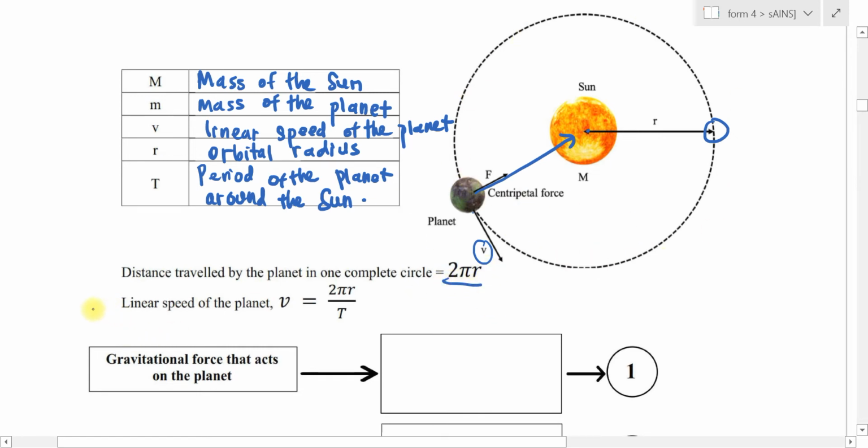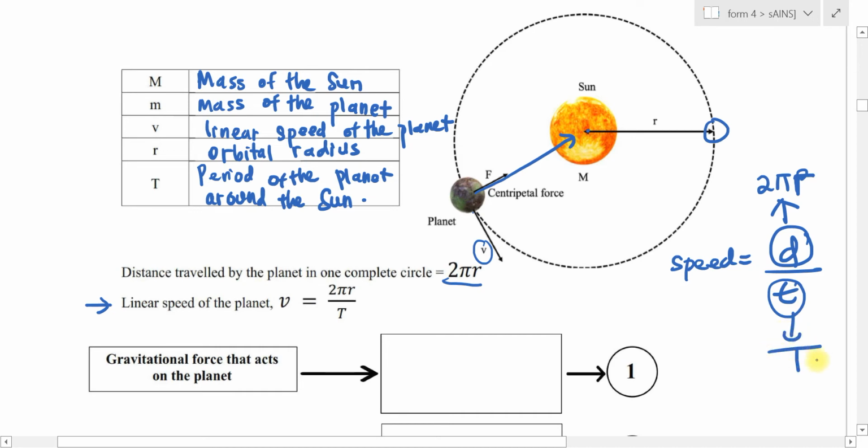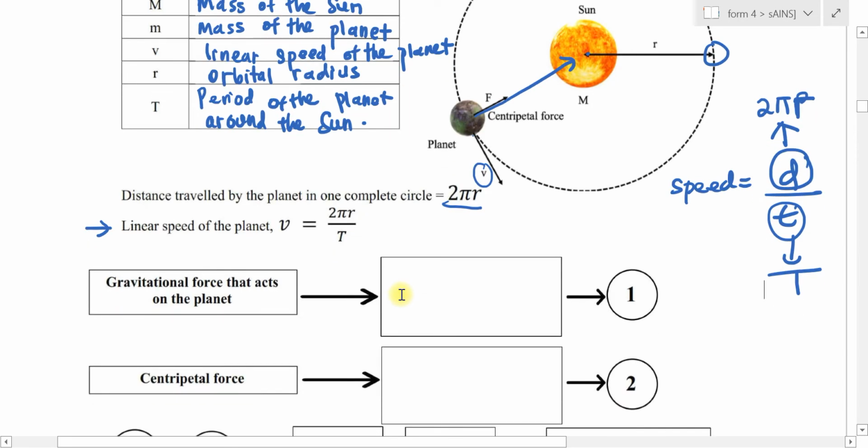Linear speed ni macam mana dia kira? Okay. Speed tu macam mana kita kira? Speed adalah distance over time. Distance yang diambil oleh planet adalah 2 pi r. And time taken to revolve, kita express with the big letter T. So, that's why you get linear speed is equal to 2 pi r over T.